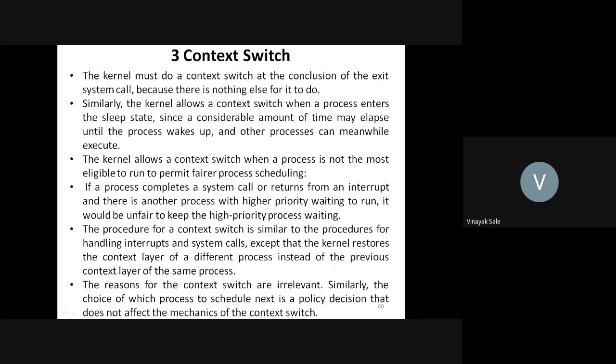The procedure for a context switch is similar to the procedure for handling interrupts and system calls, except that the kernel restores the context layer of a different process instead of the previous context layer of the same process. The reasons for the context switch are irrelevant. Similarly, the choice of which process to schedule next is a policy decision that does not affect the mechanism of the context switch.